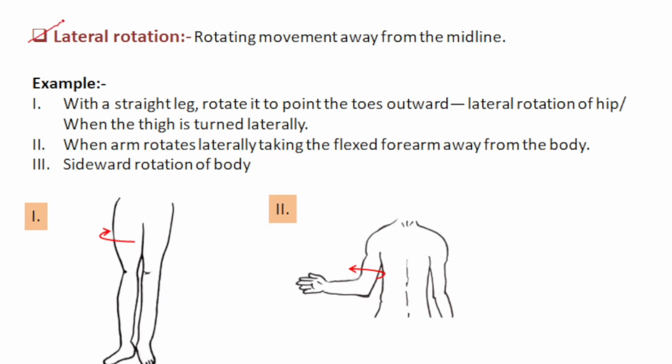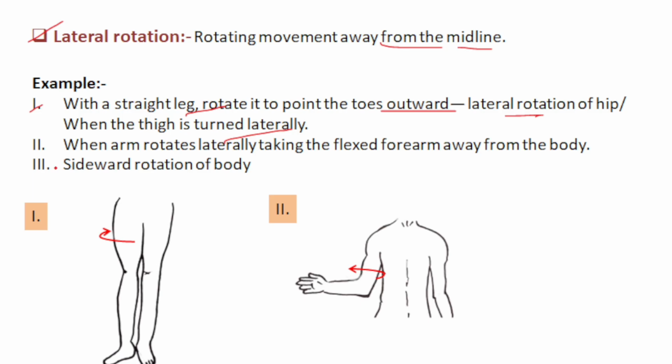Then lateral rotation. It is also called the external rotation. Rotating movement away from the midline is also called the lateral rotation. Or you can say that the opposite of the medial rotation is also called the lateral rotation. For example, with a straight leg, rotate it to the point that the toes point outward. It is an example of lateral rotation of the hip.